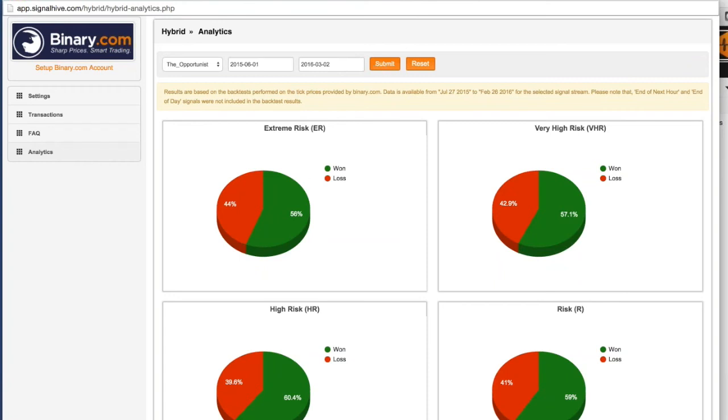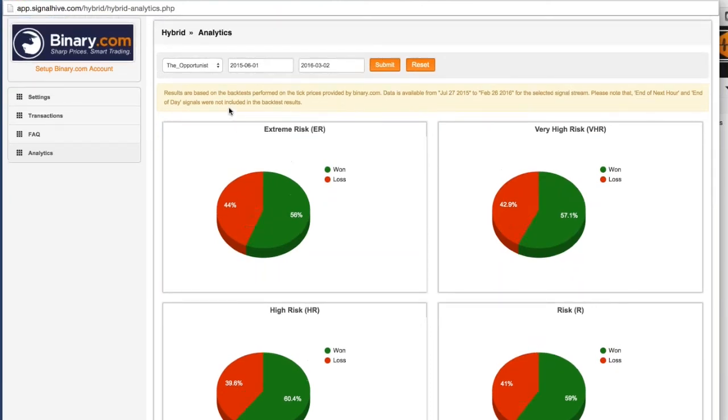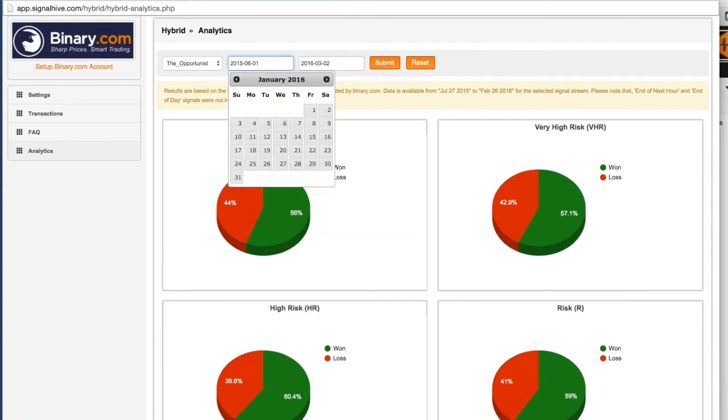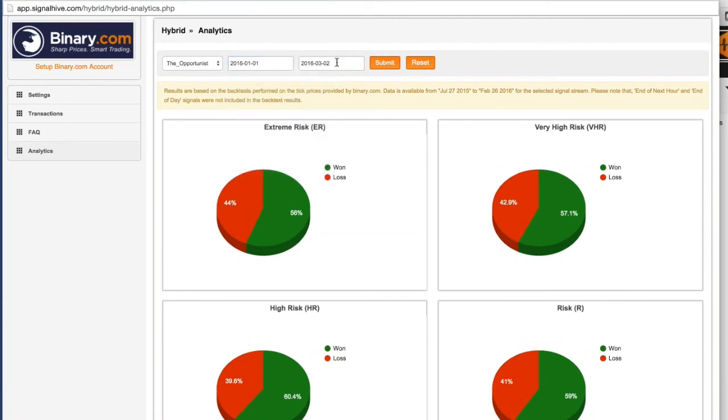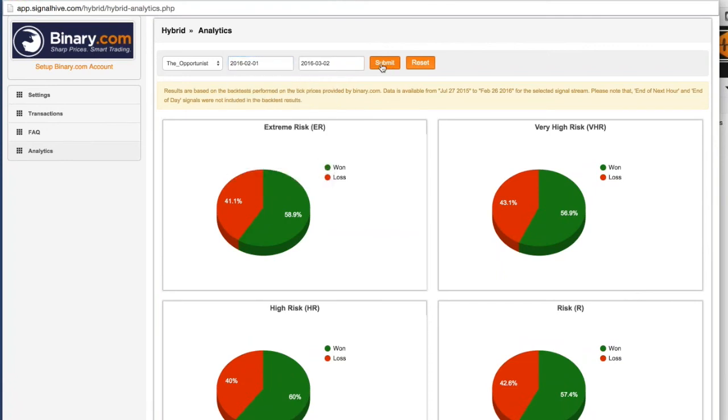With humans, it's difficult, because Opportunist is leading the charts in the last month. If you didn't know his previous performance, you'd say, wow, this is an incredible signal provider. Well, let's take a look at his performance since January. I think it should be better than his long-term performance, which is just a 56% win rate on ER. January of this year, he's at 59%. So January, I guess he had a tough one. I think it was February where he got his act together.